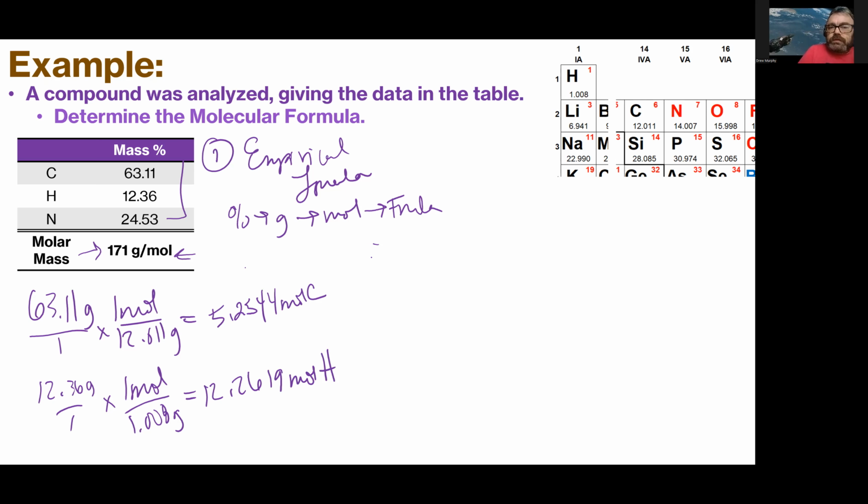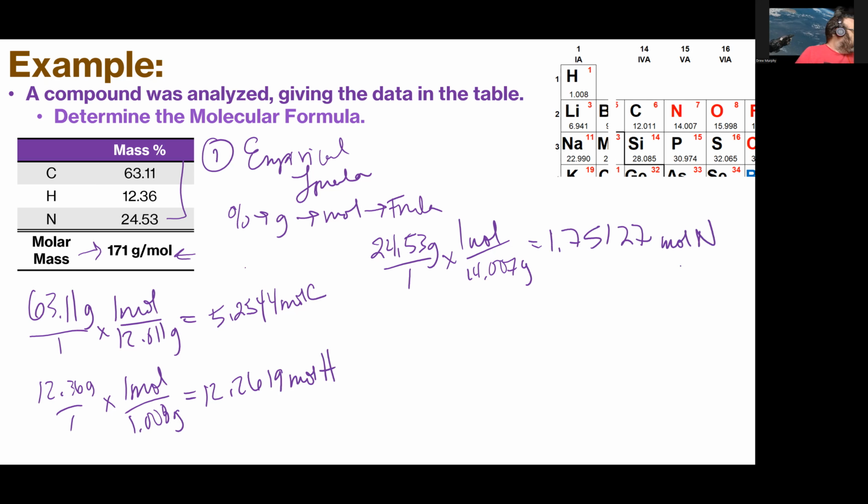And then we still have to do nitrogen. 24.53 grams of nitrogen. We know 1 mole of nitrogen is 14.007 grams. So this is 24.53 divided by 14.007 to give us 1.75127 moles of nitrogen.